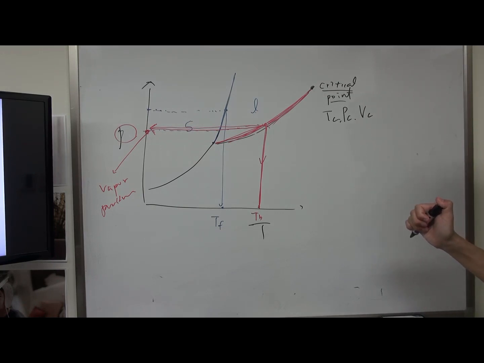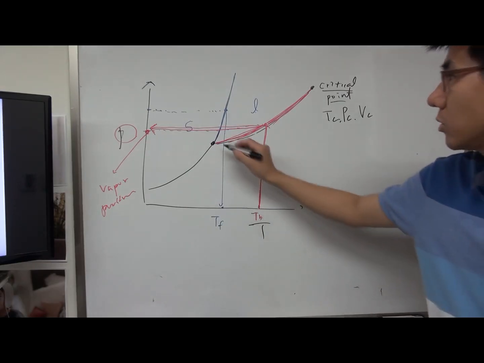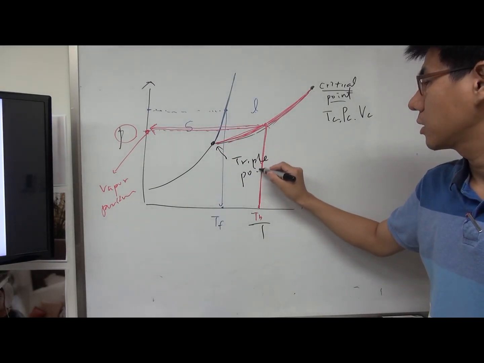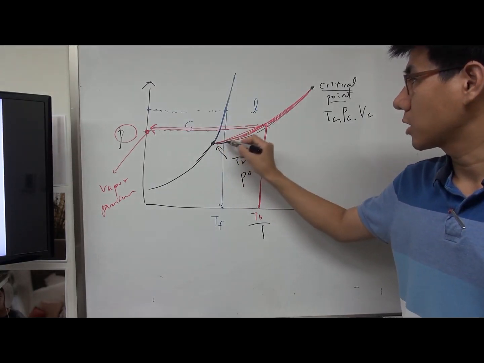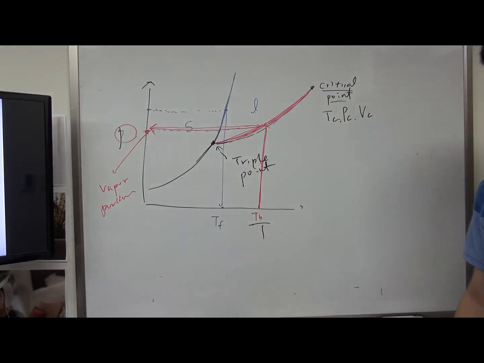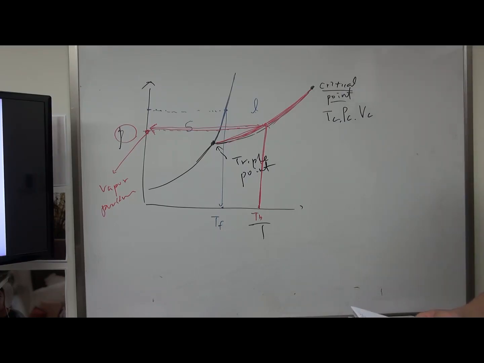And we have also this point here, which is called triple point. And at the triple point, solid, liquid, and gas, three of them coexist, right? All of them are at equilibrium, at the triple point.